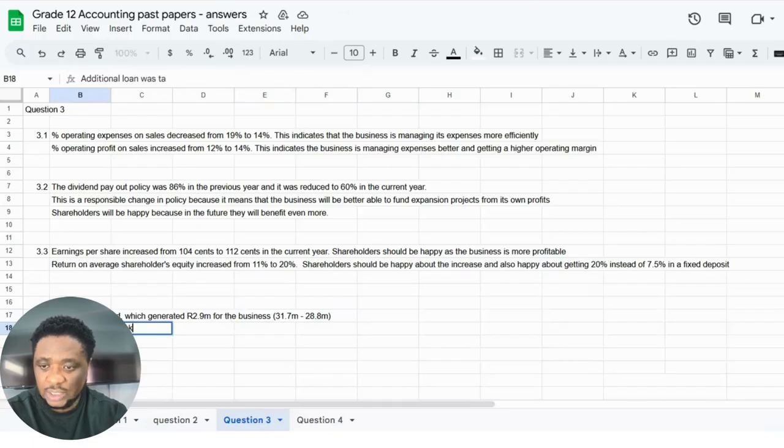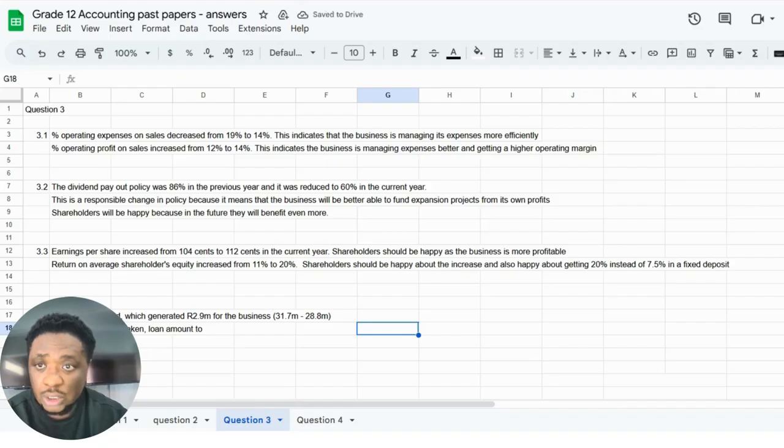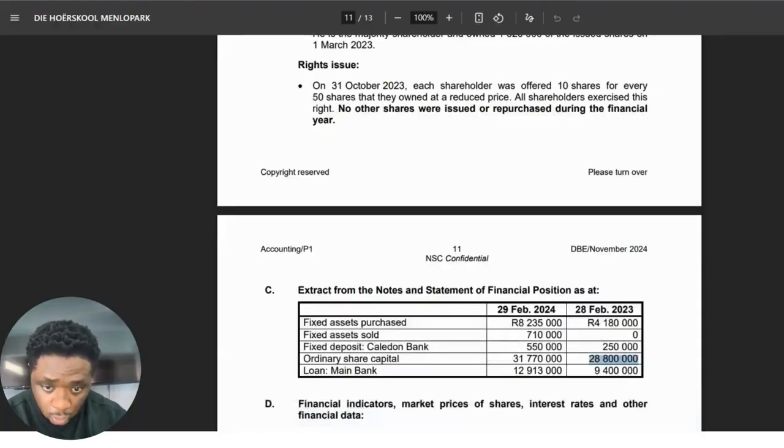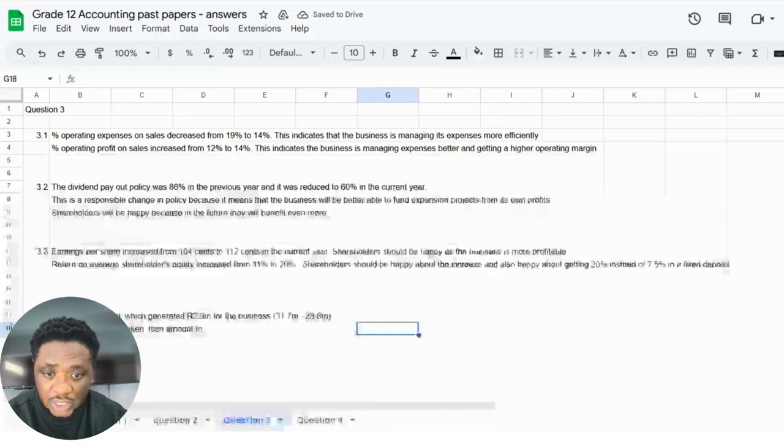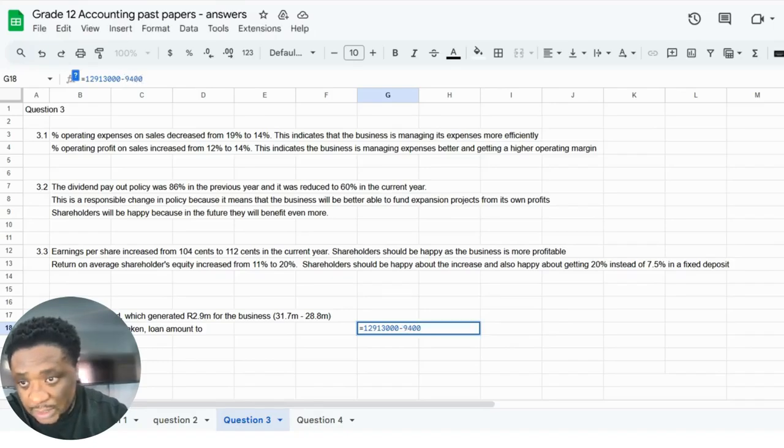And then the second thing that we're going to quote is that an additional loan was taken. So now we've identified another source. The loan amounted to, now we're going to need to work out the loan as well. So let's see, what was the loan? Well, the loan is 12,913,000, but it was 9.4 million at the start of the year. So we're going to go 12,913,000 minus 9,400,000.